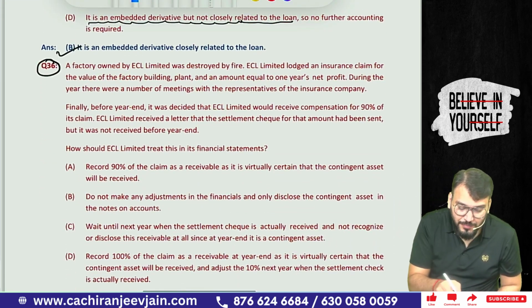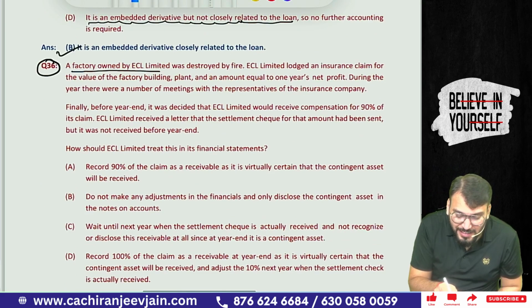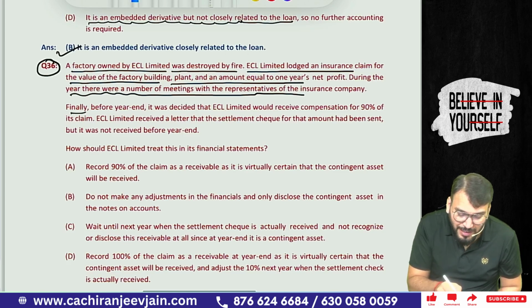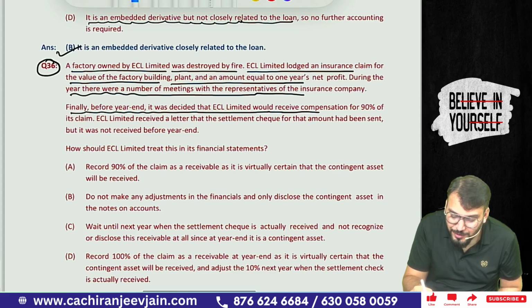Question 36. A factory owned by ECL Limited was destroyed by fire. ECL Limited lodged an insurance claim for the value of the factory building, plant and an amount equal to 1 year net profit. During the year, a number of meetings with a representative of the insurance company. Finally, before year end, it was decided that ECL Limited would receive a compensation for 90% of its claim.